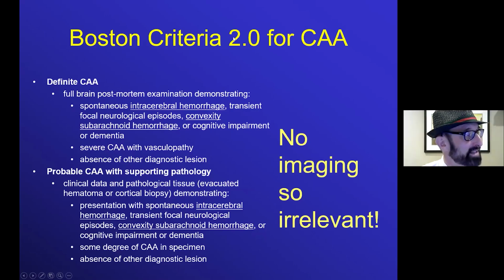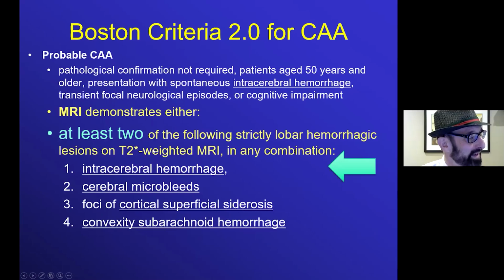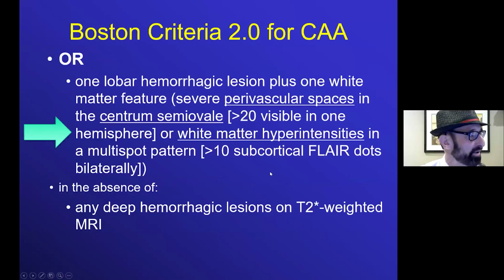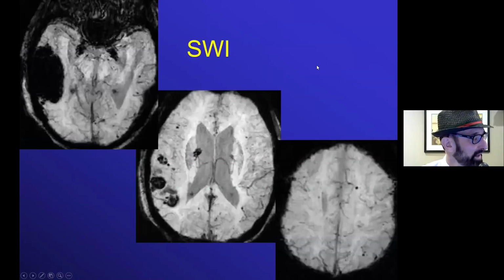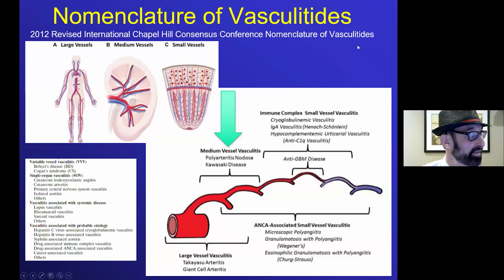There is the Boston criteria 2.0 for cerebral amyloid angiopathy. I'm going to let you read this on your own or look it up. Suffice it to say that they do include for probable CAA MRI scanning findings of intracerebral hemorrhage, microbleed, superficial siderosis, and subarachnoid hemorrhage. So we'll move ahead. Another example, this is the same patient I showed previously with that lobar hemorrhage, but if you look elsewhere, you see multiple other little microhemorrhages in the brain scattered about, and that's pretty typical for amyloid angiopathy.